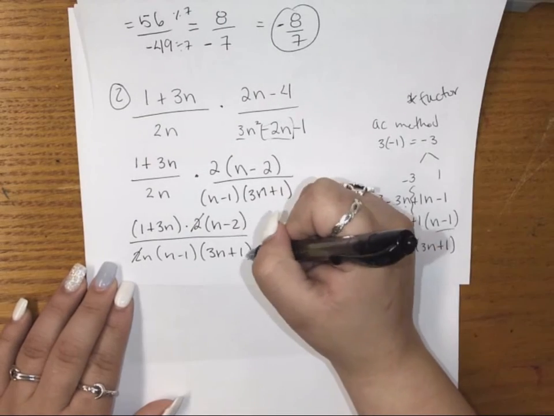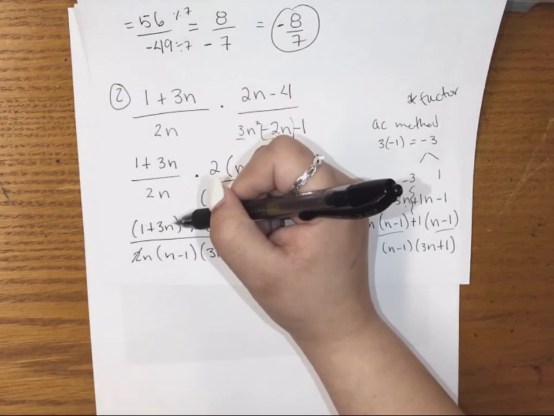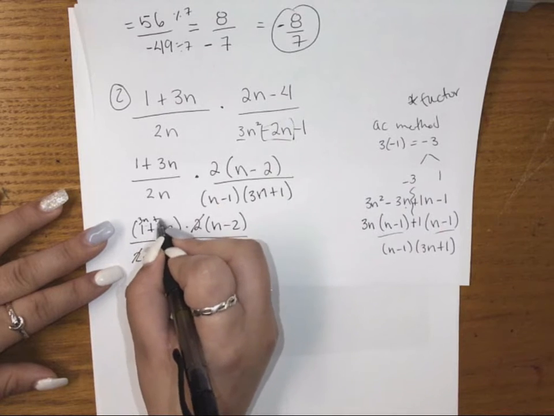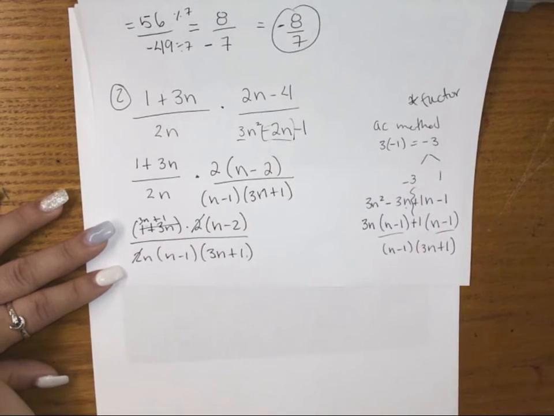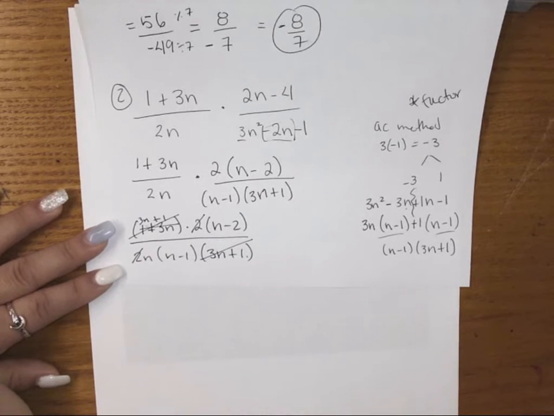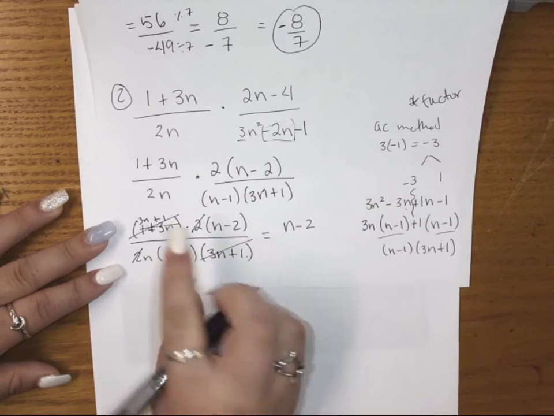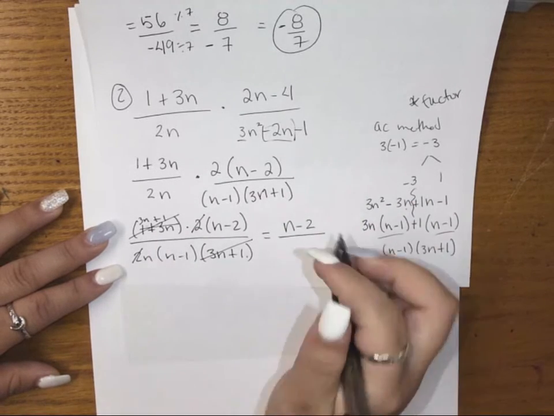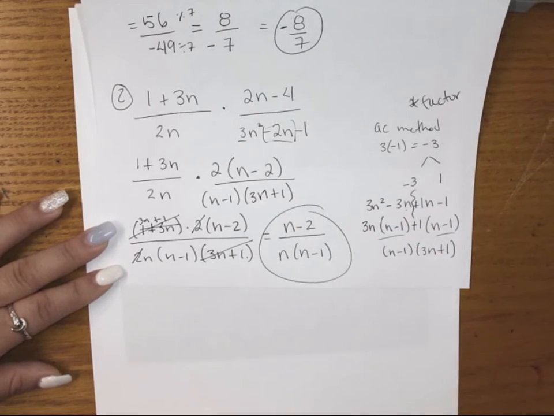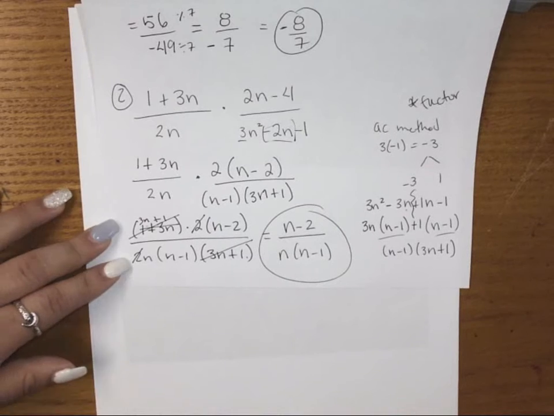I also have 3n plus 1. And even though this one looks 1 plus 3n, remember how they're commutative? So if you think about it, you can always rewrite this one as 3n plus 1. So if we were to rewrite it as 3n plus 1, now they perfectly match, so they're also going to cancel out. So we're left with n minus 2 on top, over, on the bottom we were left with n times n minus 1. So that's our solution when we multiply these rational expressions.